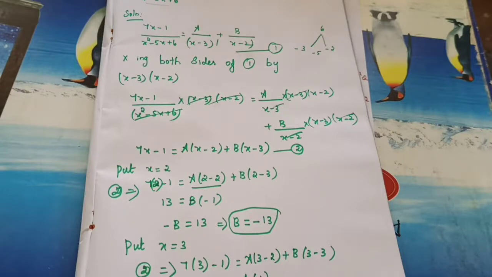Now we have found out both a value and b value. Understand? So what can you do? We can substitute there. Okay, in the last problem they asked only to find out the value of a and b.